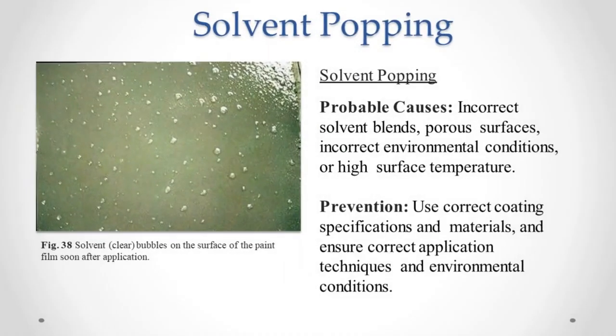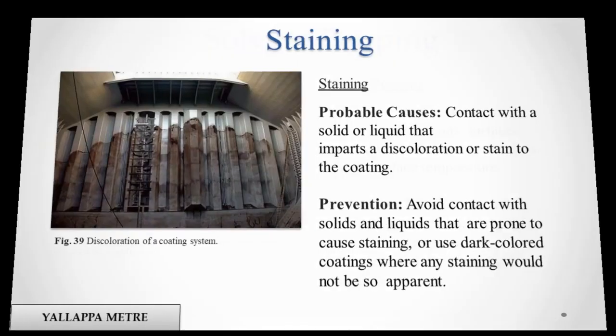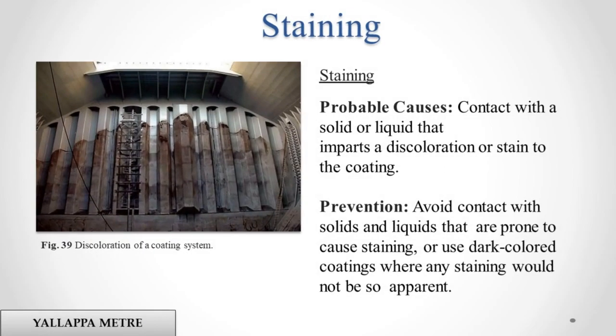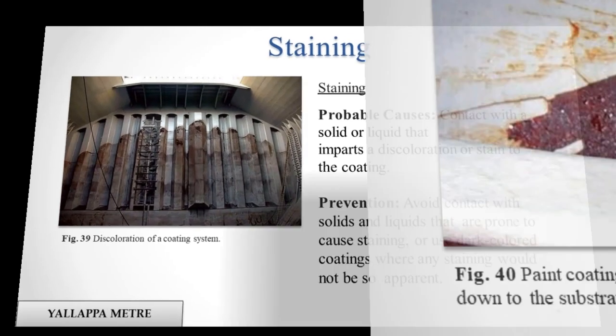Solvent popping. Probable causes: incorrect solvent blends, porous surfaces, incorrect environmental conditions, or high surface temperature. Prevention: use correct coating specifications and materials, and ensure correct application techniques and environmental conditions. Staining. Probable causes: contact with a solid or liquid that imparts a discoloration or stain to the coating. Prevention: avoid contact with solids and liquids that are prone to cause staining, or use dark-colored coatings where any staining would not be so apparent.